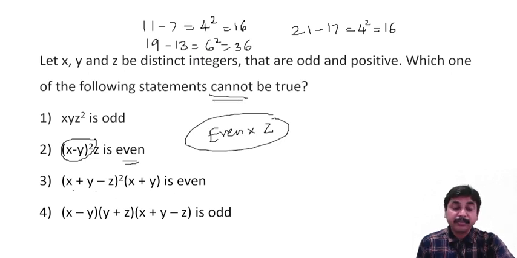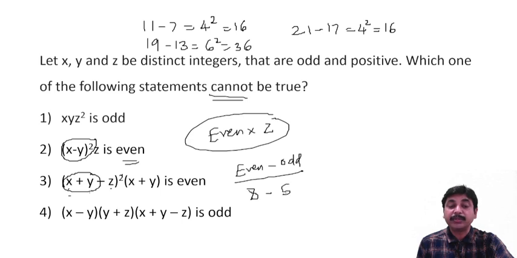Now next, x plus y minus z square. Okay. Now these both are odd, so odd plus odd is even. So even number minus odd number. So all these basics are going to be checked here.